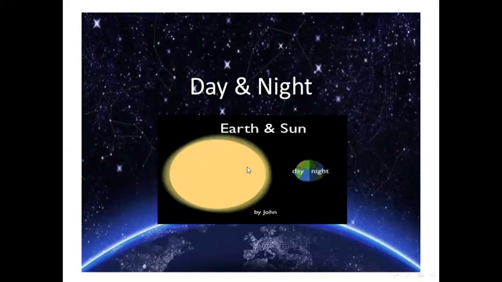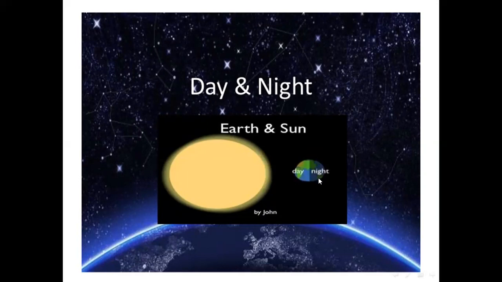So the part which faces the sun, see the part which faces away from the sun is having night, and the part which faces the sun is having daytime. Here is the daytime and here is the nighttime. When the part of the earth faces the sun, this part we call day, and the part away from the sun, this part we call night.